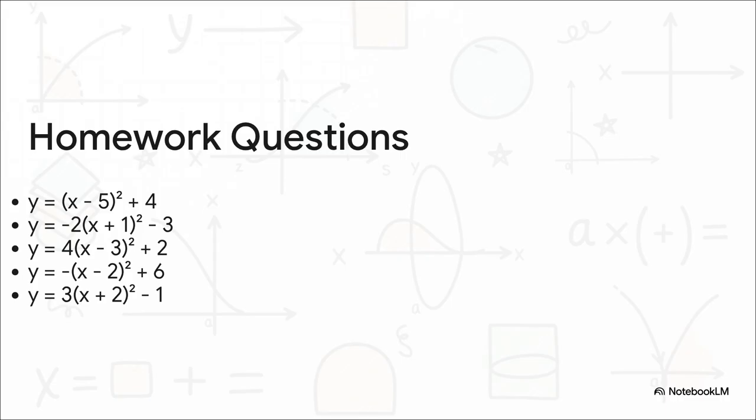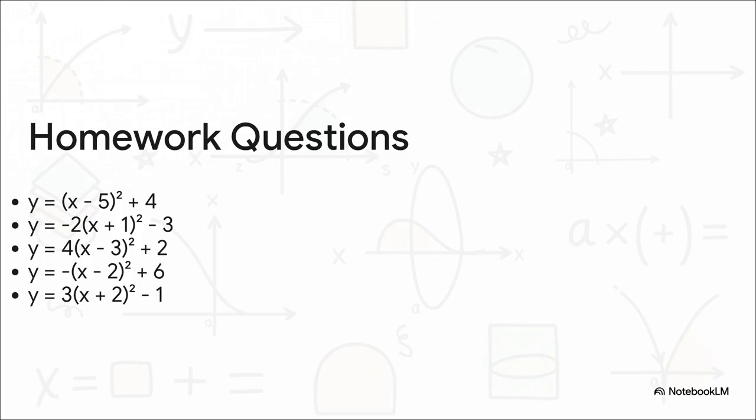For instance, number 1 is y equals the quantity of x minus 5 squared plus 4. Number 2 throws in a negative 2 multiplier at the front just to keep you on your toes. Take your time, apply the decent and orderly steps, and try converting all 5 of these into standard form.